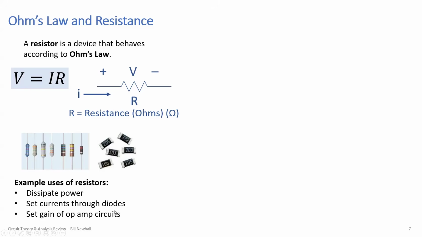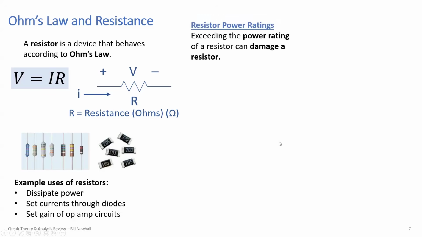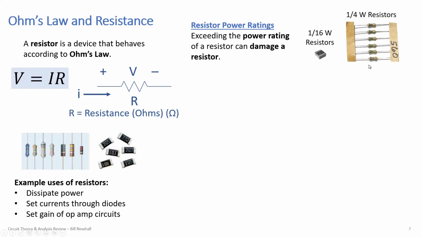So resistors are useful there. Resistors have power ratings, and if you exceed the power rating of a resistor, you can damage that resistor. It gets hot, it burns out, it either fails open, or its resistance changes because you burned away some of the material. Examples are these chip resistors, surface mount resistors. Here's a 1/16 watt resistor. These are quarter watt resistors.